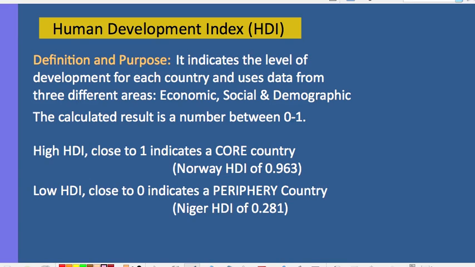And we'll talk about these as core countries. We've kind of talked about this a little bit before. Norway is a very highly developed core country with the HDI of 0.963. And low HDI would be numbers that are close to 0, and we talked about these countries as being periphery countries. Niger in Africa would have a very low HDI of 0.281. So we're going to look at the different areas of the Human Development Index. The first one we'll look at is economic.